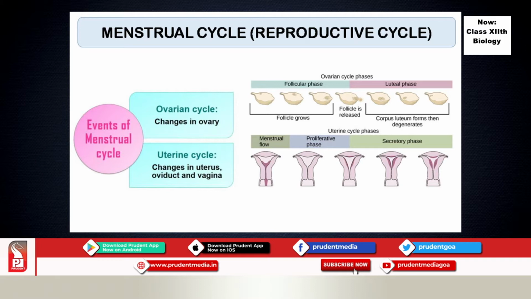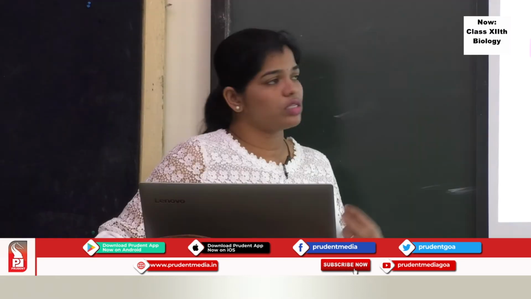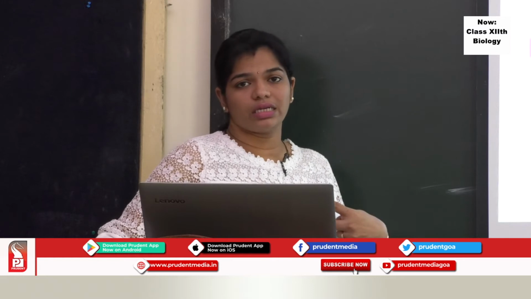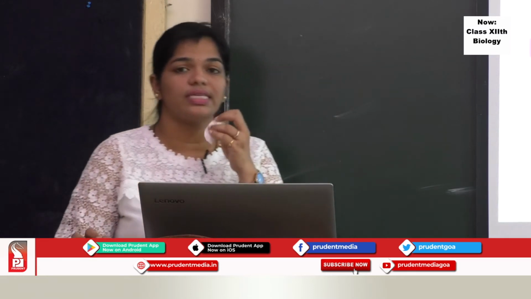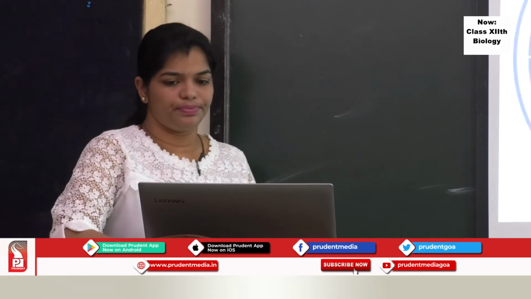In the uterine cycle, you can see the changes in the uterus, the wall of the uterus, the endometrium. The menstrual flow is nothing but the wash off of the endometrium. Then again the uterus will start building the endometrium walls again, in the secretory phase. So this is how the 2 cycles, 2 events take place in the menstrual cycle. That's the ovarian cycle and the uterine cycle.